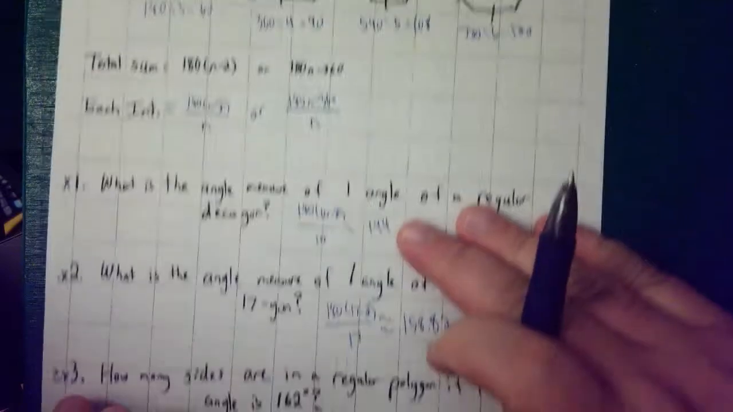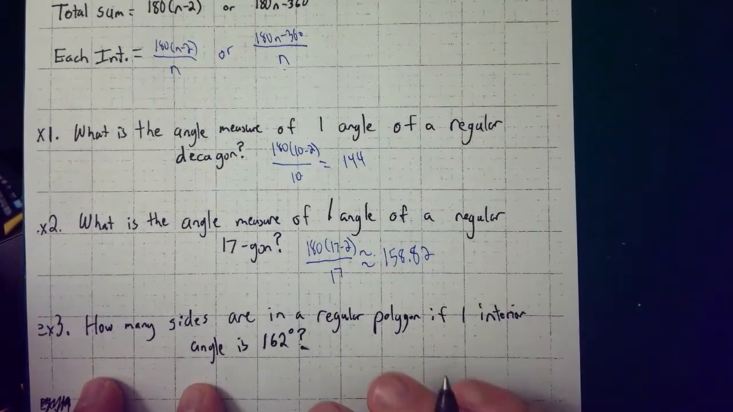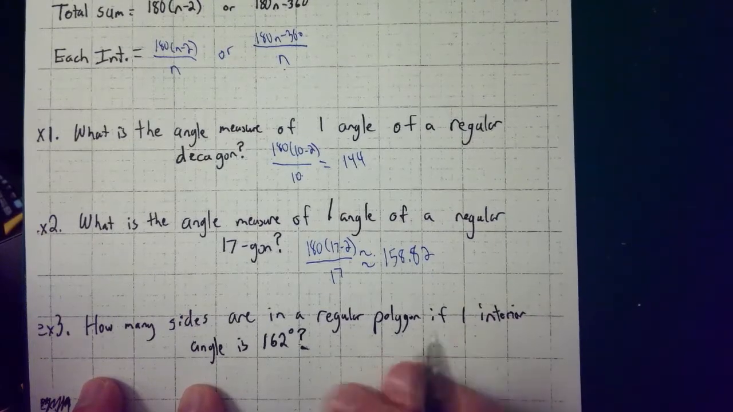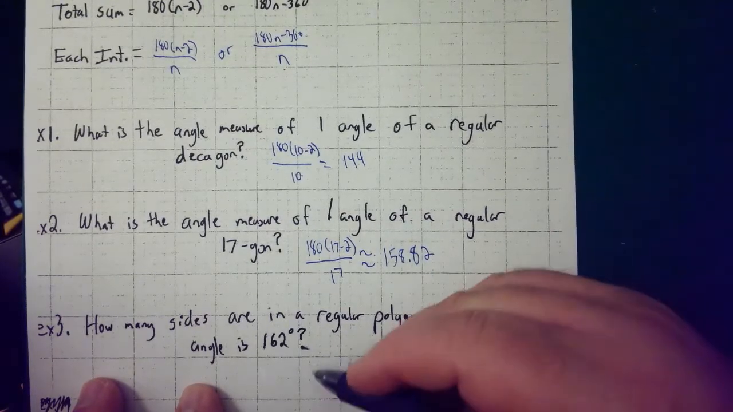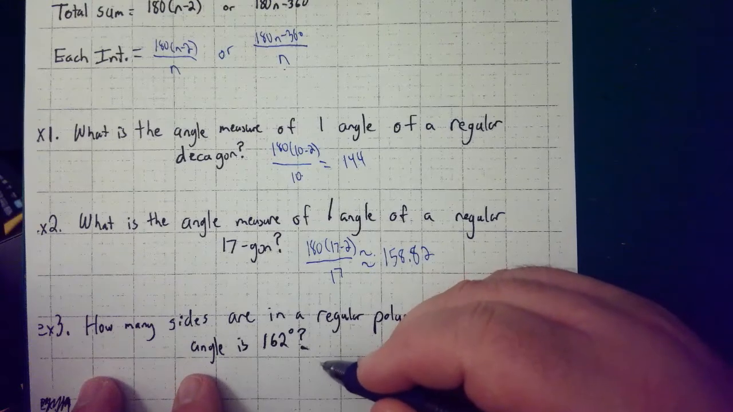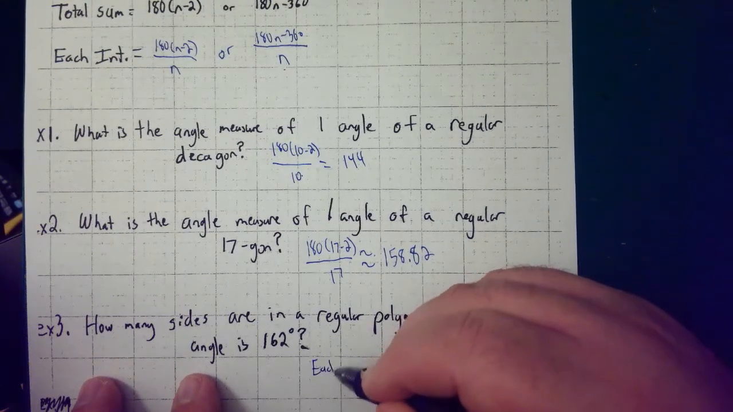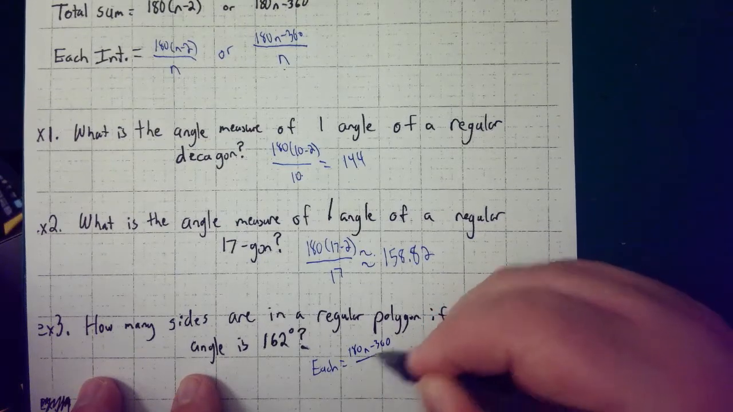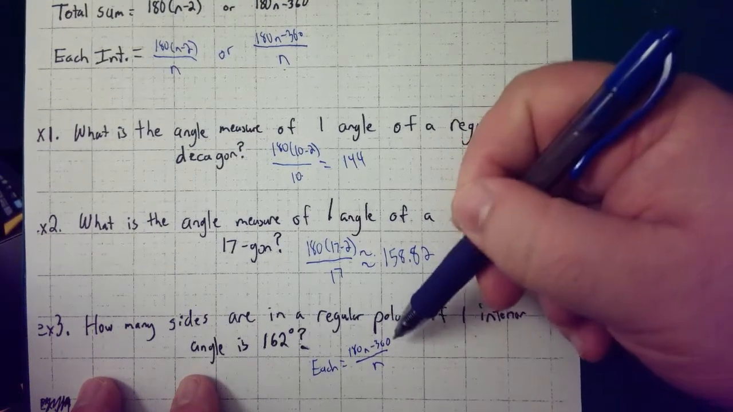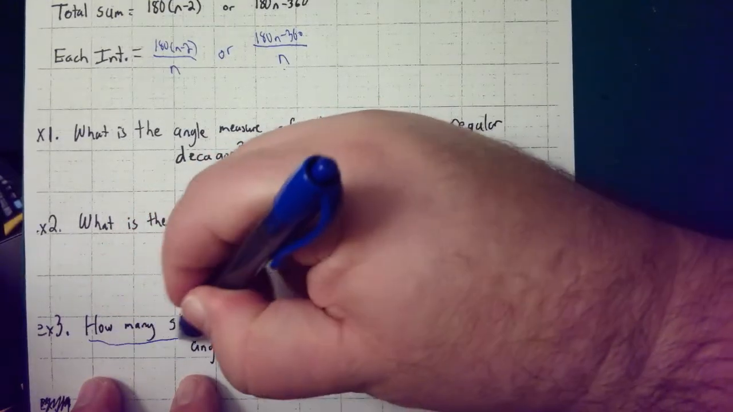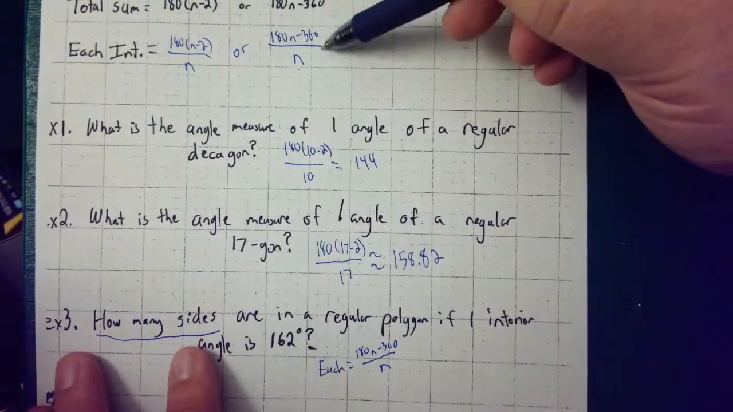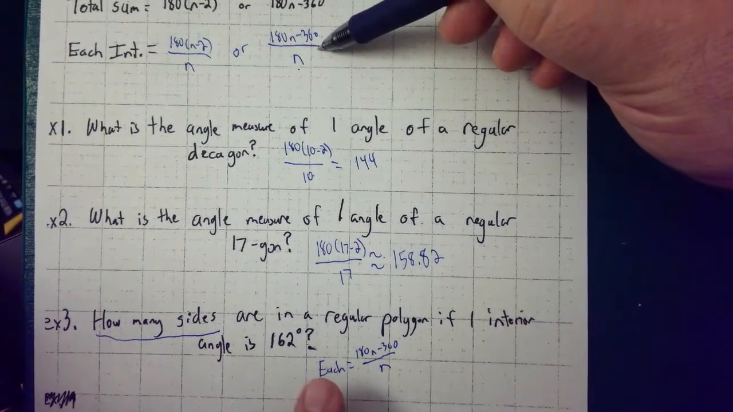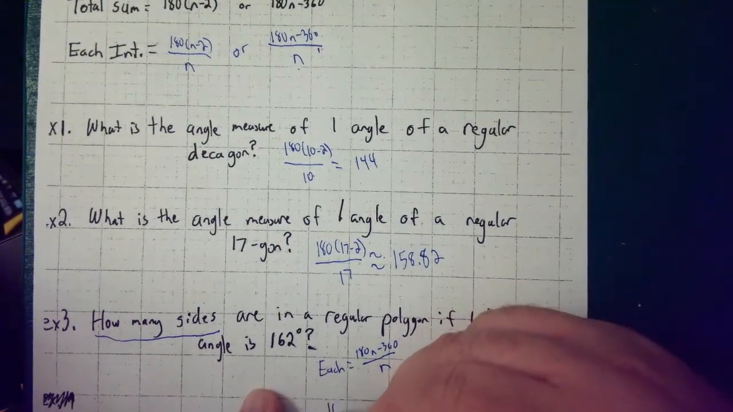Now, there are 3 steps every time you solve this problem, and the first 2 steps are always the same. So the setup would be, remember we're going to use this formula. We're looking for each angle, and it's 180n minus 360 over n. We're trying to figure out how many sides. That means we use this formula right here. How many sides? We use this one. So we know that each angle is 162 degrees.